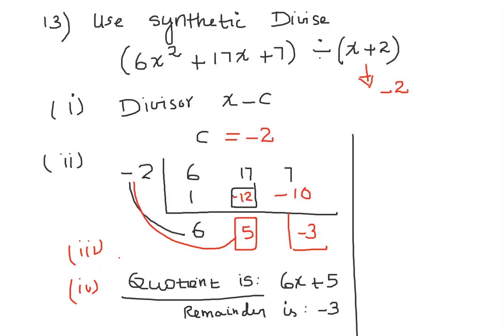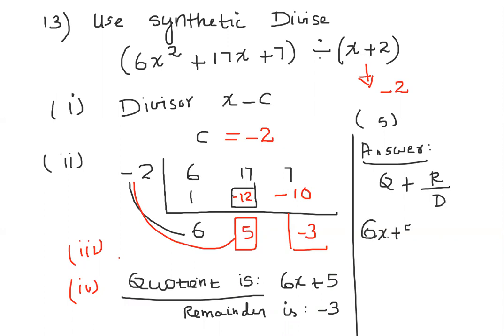And number 5, you have to write the final answer. The final answer is quotient plus remainder over divisor. So the quotient is 6x plus 5, and the remainder is negative 3. The divisor is x plus 2. So that is our final answer.